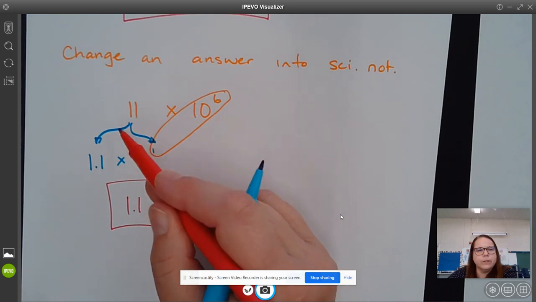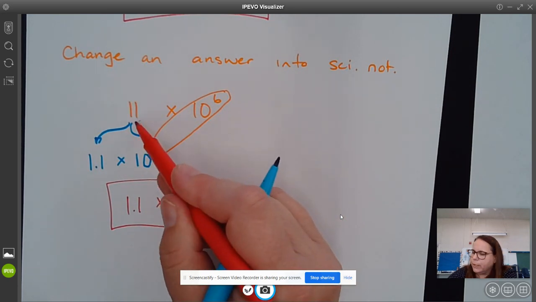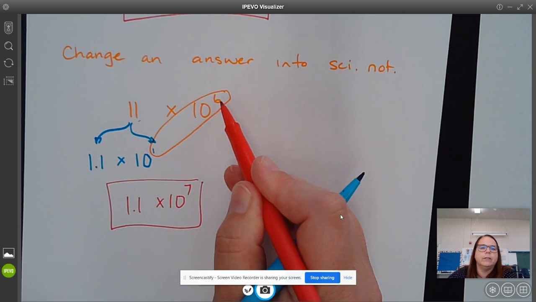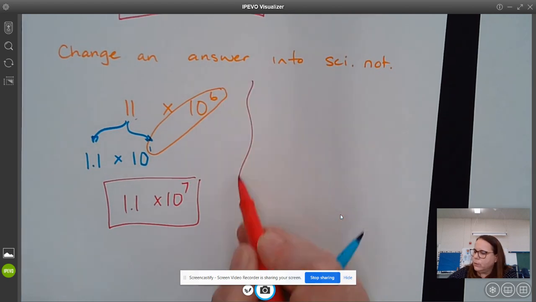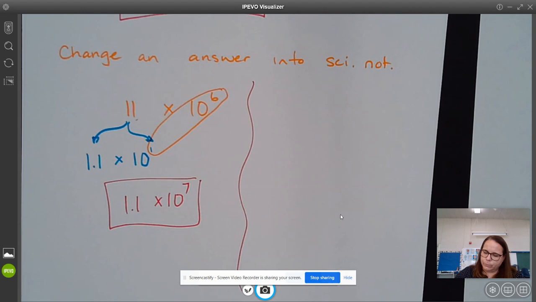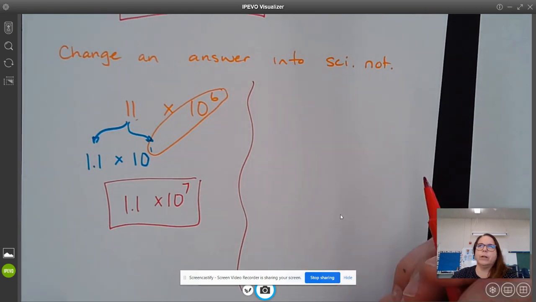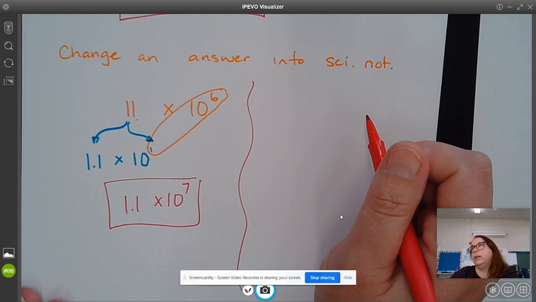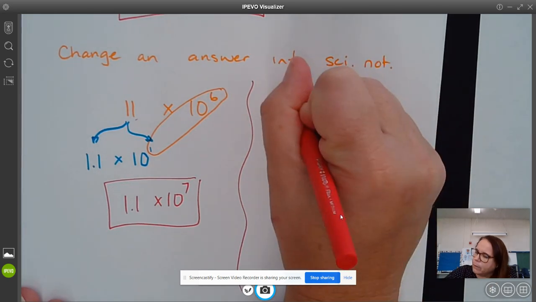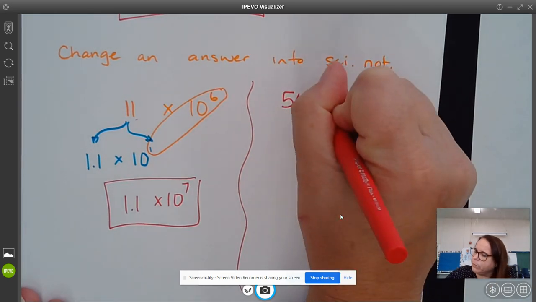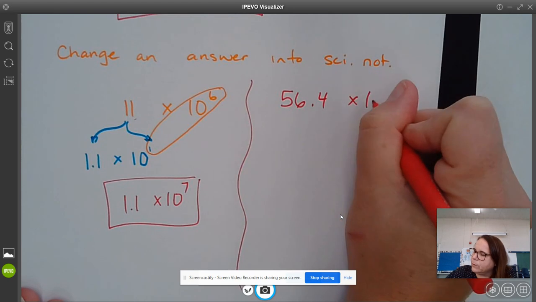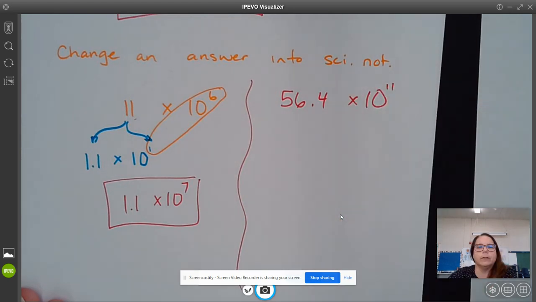So what you can do is, if this is more than 10, you're going to have to move that decimal one place and you're going to add 1 to that exponent. So let's just do one more example. You're usually going to be multiplying single digits times themselves, so you shouldn't get something that's more than 100, but you might get something like 56.4 times 10 to the 11th power.